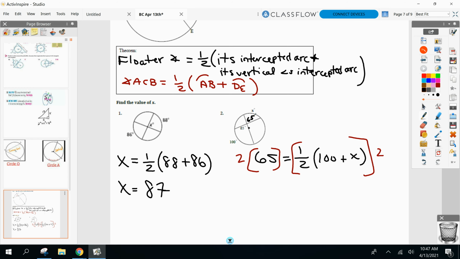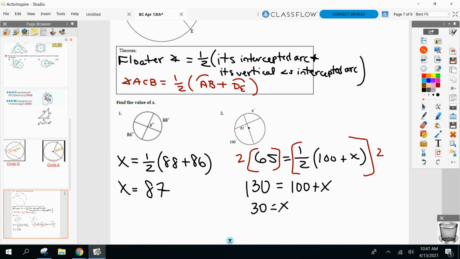Okay? All right, so we have 130. But that's because the angles are converted to arcs. That's only a central angle, right? That only works for a central angle, that it's equal to its arc measure. All right, good. You guys are starting to see the facts here. Move the 100 over, 30 equals x. Everyone all good?